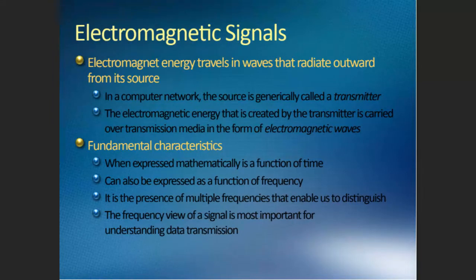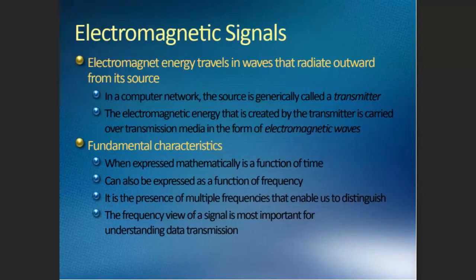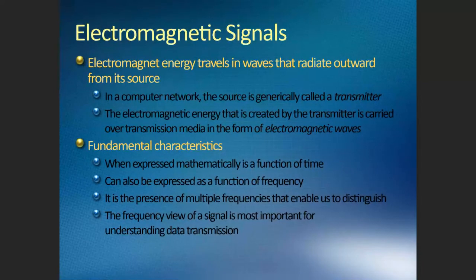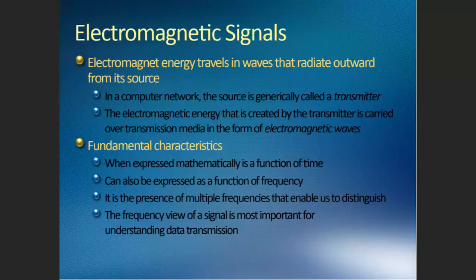Fundamental characteristics. When expressed mathematically, it's a function of time. Usually we express an electromagnetic signal as a function of time or frequency. Like if you want to talk about the speed of a car, you express it in kilometers per hour. So an electromagnetic wave, when I want to describe it, is a function of time or a function of frequency. This is the hertz, yes? Hertz. It is the presence of multiple frequencies that enables us to distinguish between them. The frequency view of a signal is most important for understanding data transmission. So we have to understand frequency, all these terminologies, in order to understand transmission.